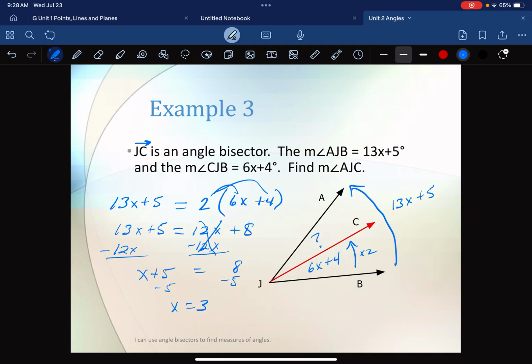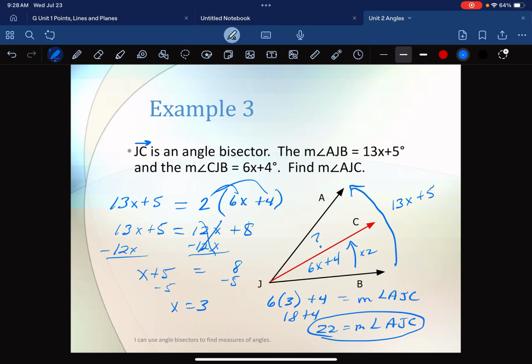So I get an x value of 3, but that's not what they asked for. They asked for AJC, and well, isn't AJC just the same as CJB? Yeah, so let's take CJB's expression, 6 times x, which is 3, plus 4. So this is going to give us the measure of angle AJC. I didn't leave myself enough space there, did I? Just put it over here. So that's 6 times 3 is 18, right? 18 plus 4. So 22 degrees is the measure of angle AJC.